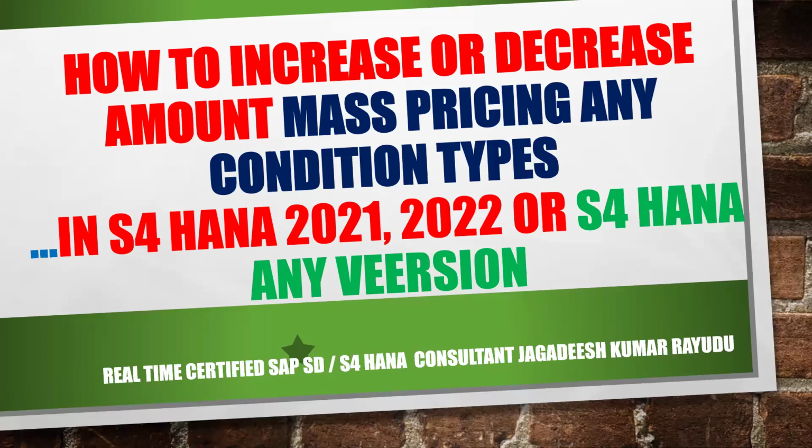I will come back. Another important session: how to increase or decrease the amount, mass pricing, for any condition types in S4 HANA 2021. What I would like to present is, if you would like to increase or decrease the amount on a bulk of condition types, whether in terms of absolute amount or percentage, how can we handle it?